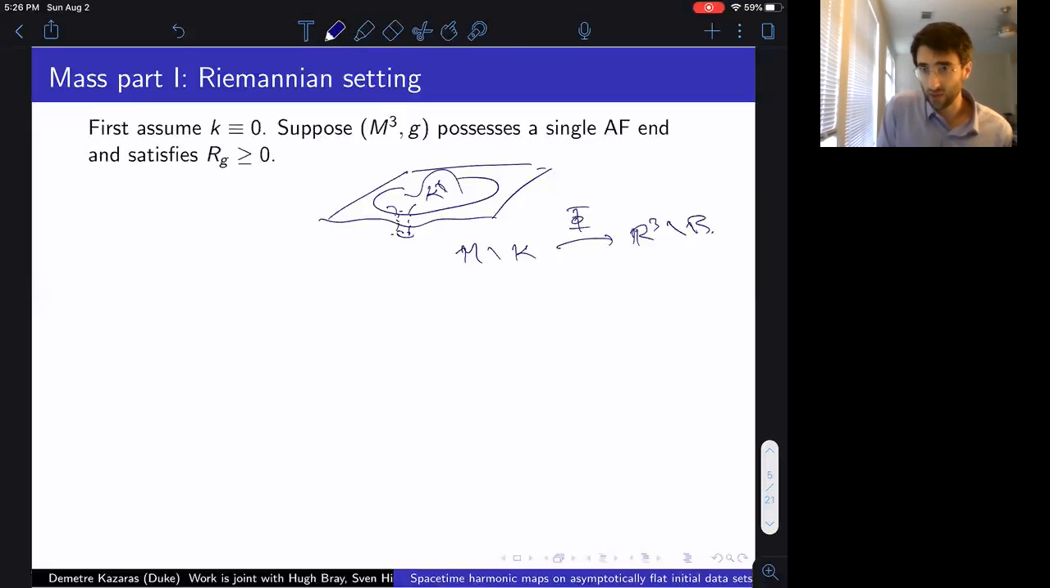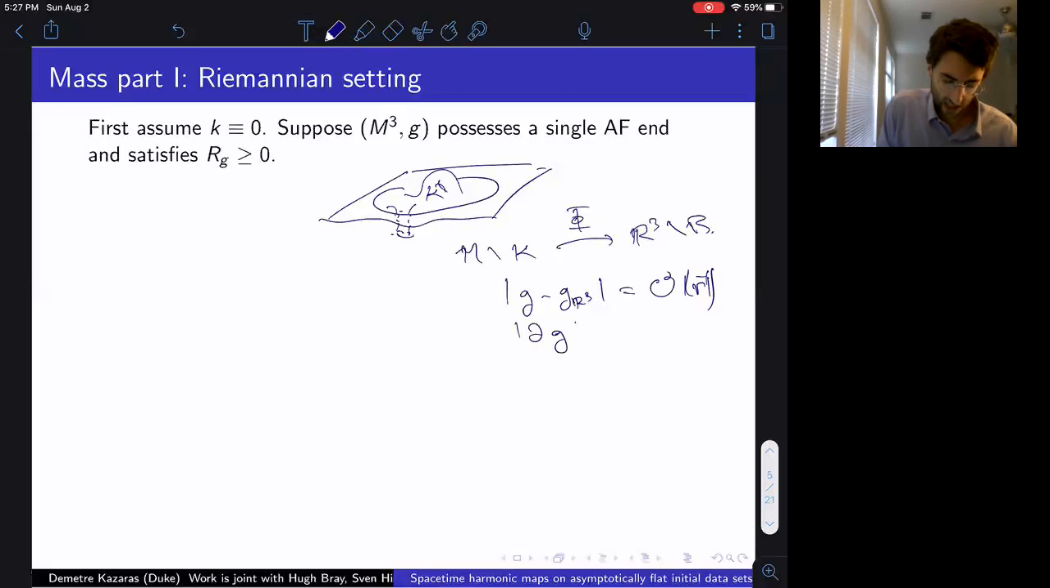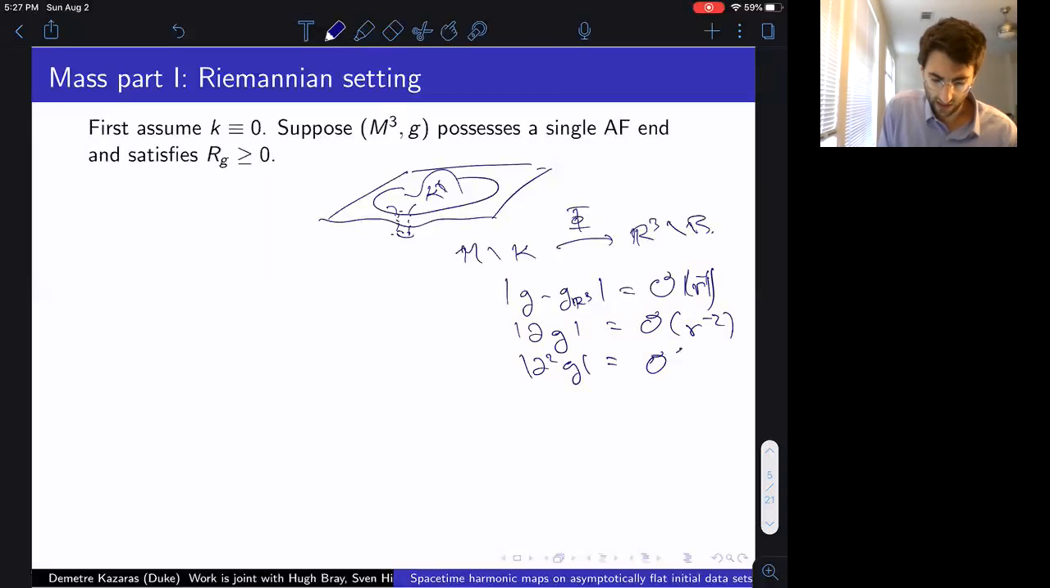And so this gives you coordinates x1, x2, x3, taken from Euclidean space. And in these coordinates, we require that g, the Riemannian metric, decays to the flat metric in the following sense. So g minus the flat metric on R^3 should behave in these coordinates like, say, r^(-1). And also derivatives of g should behave as derivatives of r^(-1) behave. So for 1 derivative, r^(-2), and for 2 derivatives, we also require r^(-3). Okay, so that is the asymptotically flat condition. You have a chart at infinity where you have decay to the flat metric.